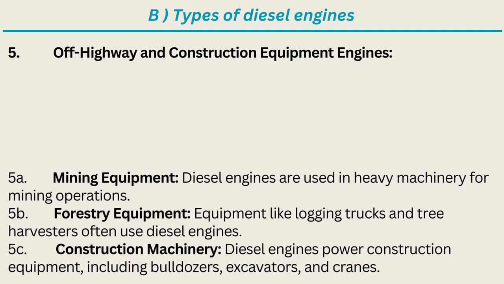5. Off-highway and construction equipment engines. 5A. Mining equipment. Diesel engines are used in heavy machinery for mining operations. 5B. Forestry equipment. Equipment like logging trucks and tree harvesters often use diesel engines. 5C. Construction machinery. Diesel engines power construction equipment, including bulldozers, excavators, and cranes.